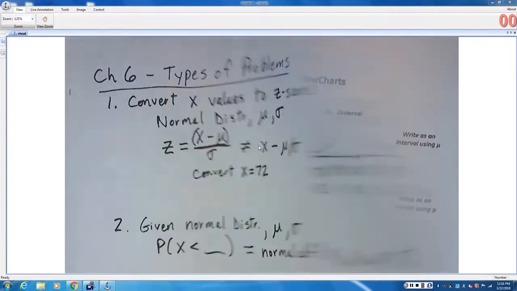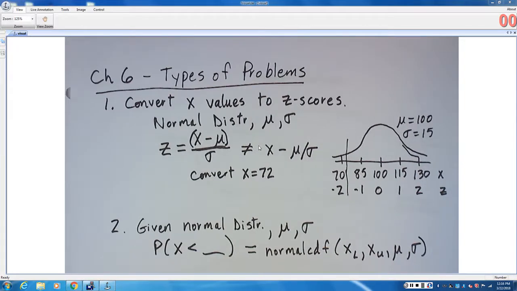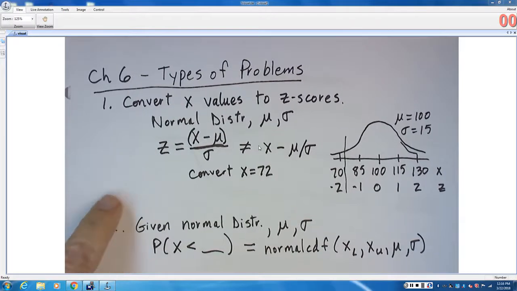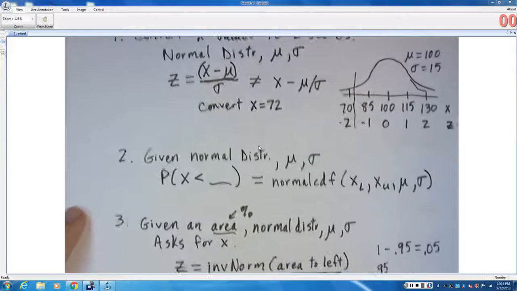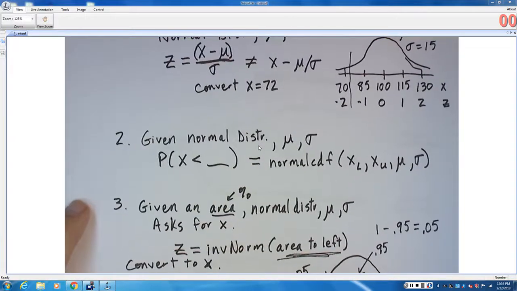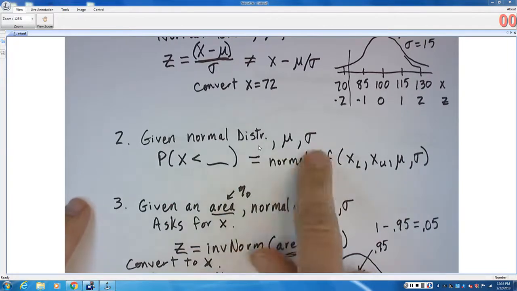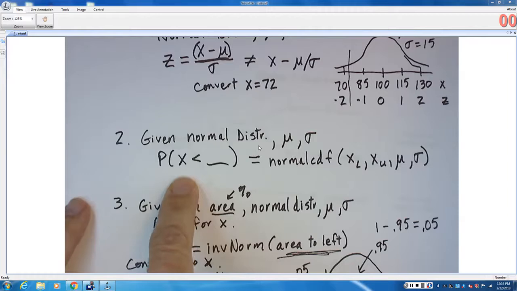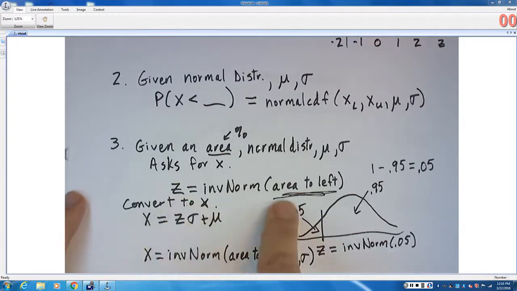There's 4 types of Chapter 6 problems. When I want you to convert X value to Z-scores, that's how you do it. You can draw your picture and see that your answer makes sense. Given a normal distribution and given a mean and a standard deviation, you can find the probability that X is between or less than or greater than with normal CDF. But if you're given an area, you use inverse norm, the area to the left.